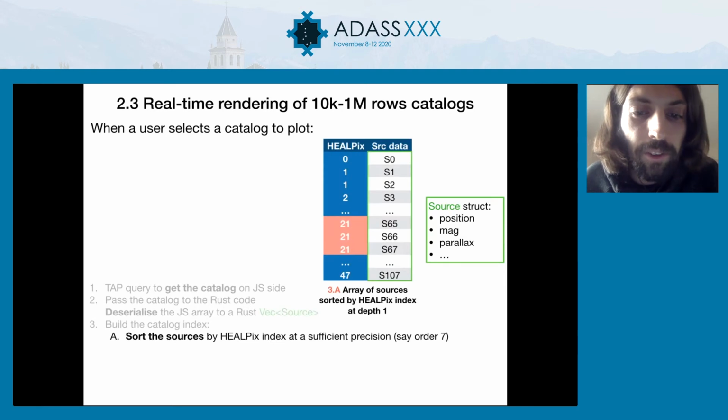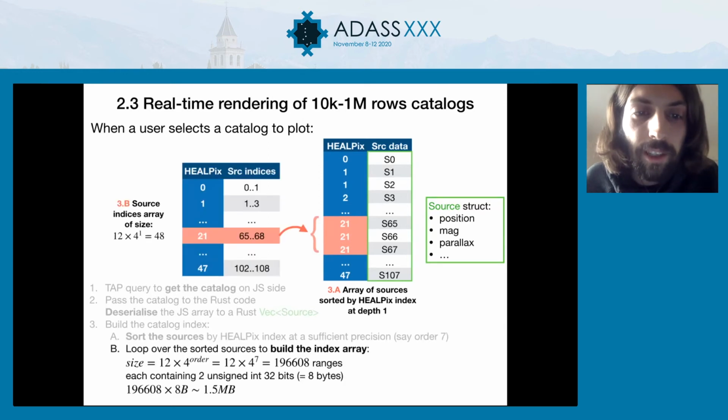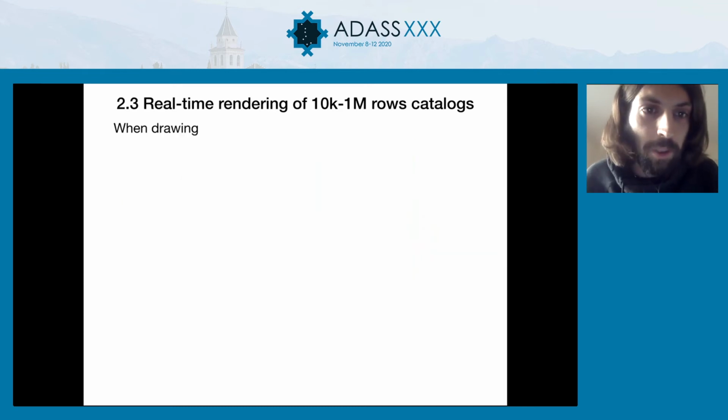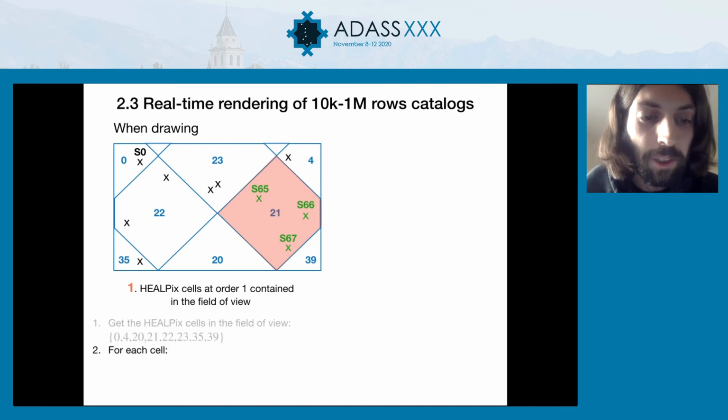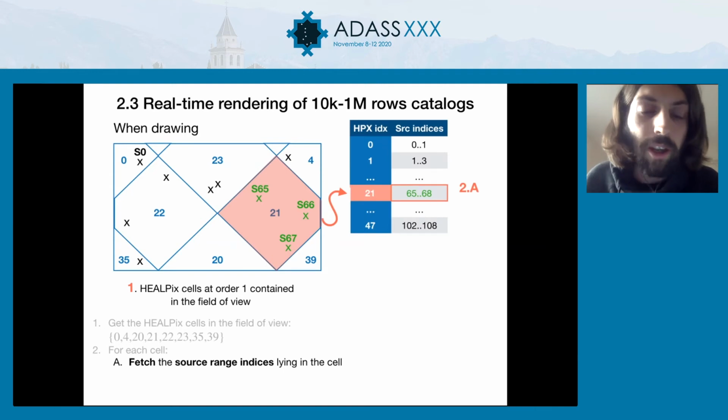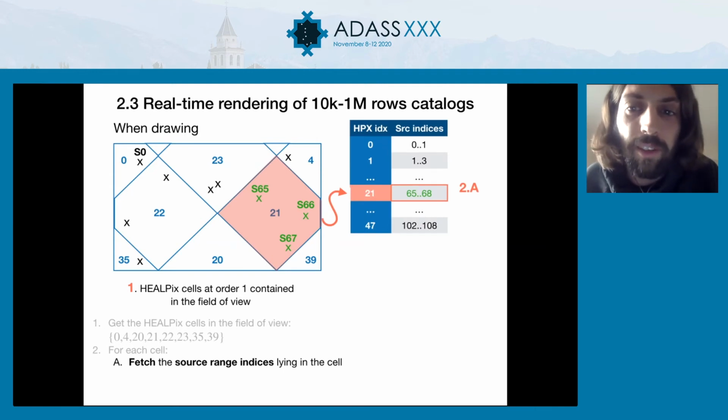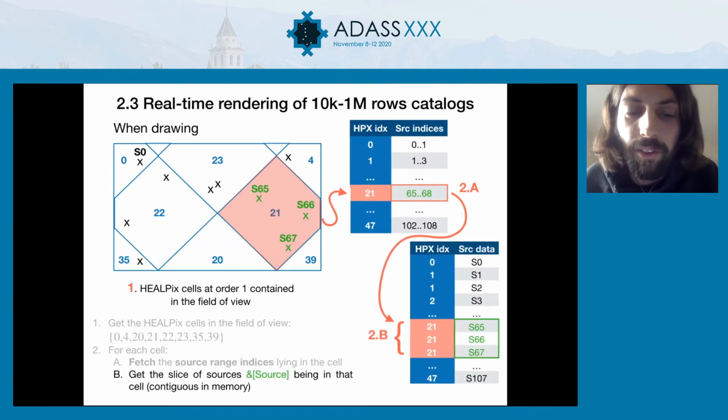Then I sort this vector of sources by their HEALPix index, by where the sources are. And from that sorted array, I can build an index array so that it's easy to retrieve all the sources inside a specific HEALPix cell. So when I draw, I first get the HEALPix cells that are inside my view. And for each cell, I just have to query the index array to get all the sources inside that cell.